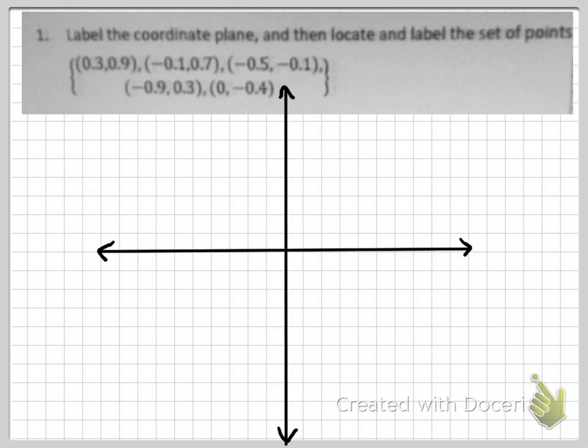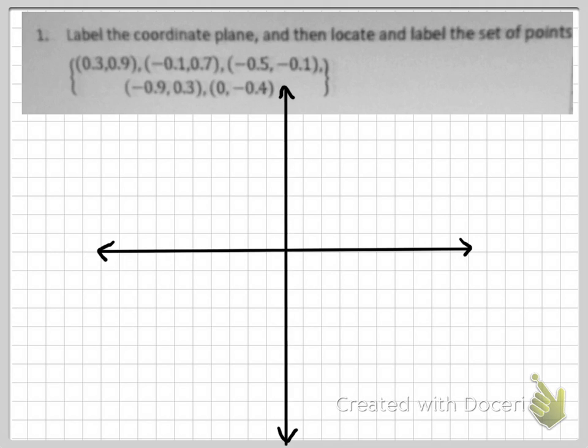All right, we worked today with drawing out some coordinate planes and labeling them correctly and getting a proper scale for our data, for our ordered pairs. So this is the problem set from Lesson 17. Number 1, label the coordinate plane, and then locate and label the set of points.